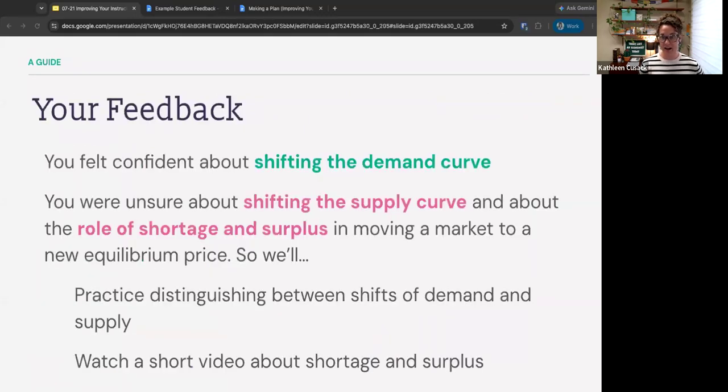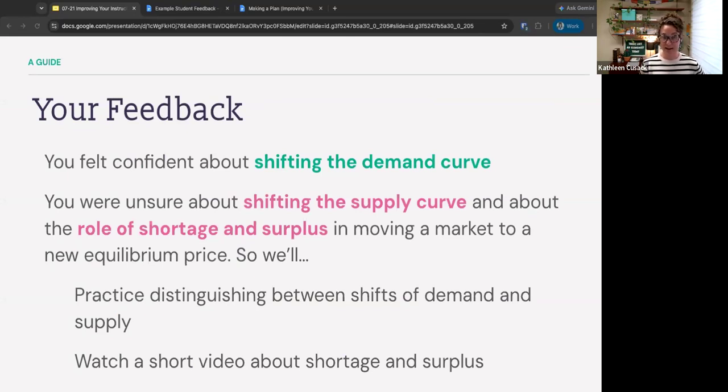And she started that class off by sharing this slide. So at the very front of the class, she says, here's what I heard from you. This is what you were confident about, shifting the demand curve. And here's what you're not feeling so great about. And so as a result of what I heard from you, here's what we're going to do today in class.